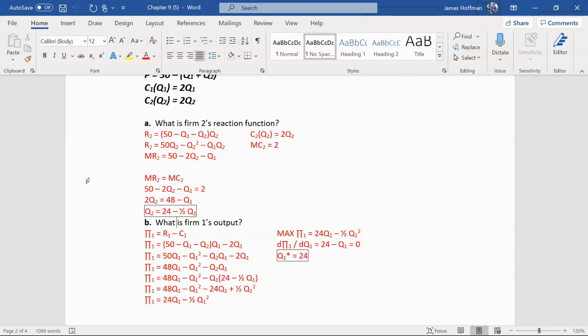And then part B is what is firm 1's output. So what you want to do here is define firm 1's profit function, and then plug firm 2's reaction function into firm 1's profit function, because firm 1 is going to maximize profit based on what firm 2 is going to do next.